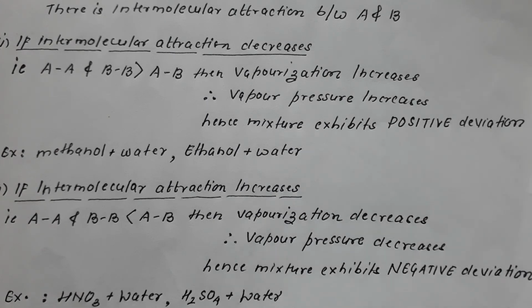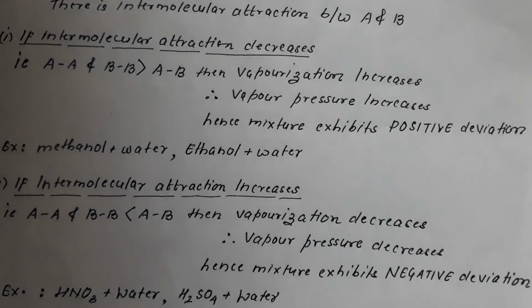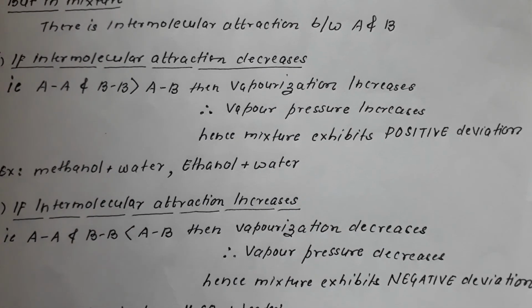So what is the reason behind negative deviation? The reason behind negative deviation is increase in intermolecular attraction. Some examples of negative deviation are nitric acid plus water, sulfuric acid plus water, hydrochloric acid plus water.